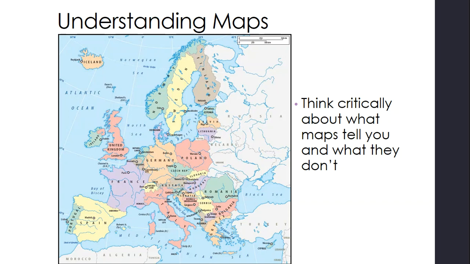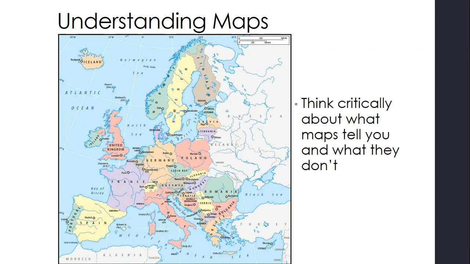What does it tell us? It tells us the countries that are in Europe. What this map also does is tell us the countries that are not in Europe. And so there are countries that might disagree with this, that might very much consider themselves European countries, but they are excluded on this map. So when we look at maps, especially of regions, we want to think very critically about what they say and what they don't say.